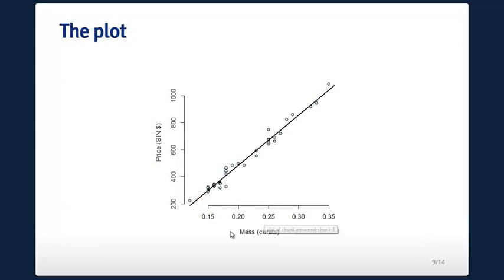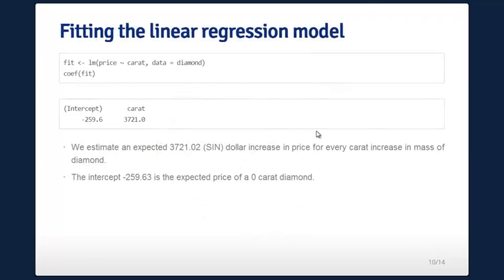There we go. This is a nice regression relationship, right? Everything falls neatly on a line. Apparently, people value diamonds mostly with respect to their mass. So I don't think there's much to add there.